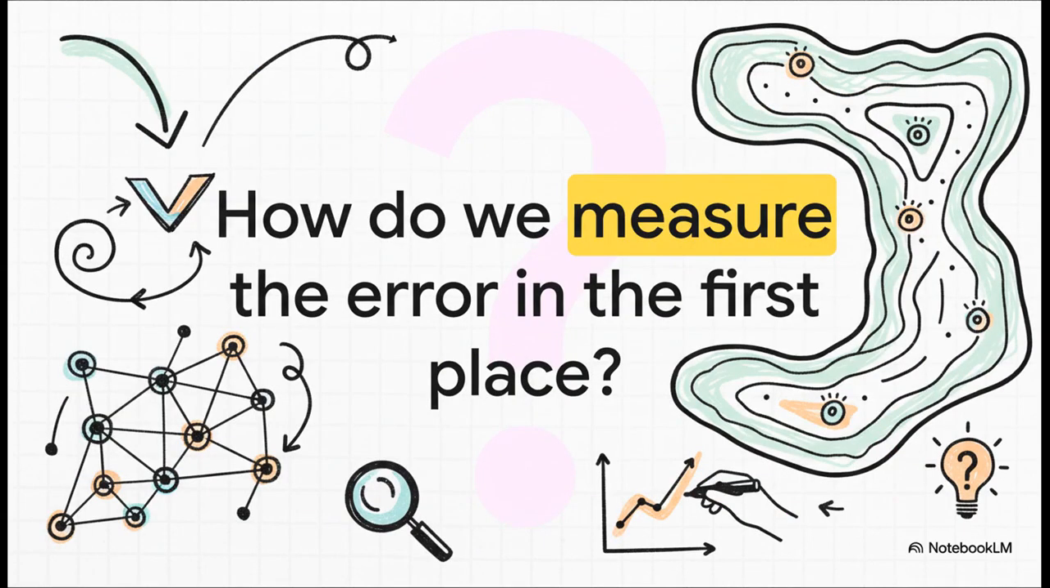So we've totally figured out how to navigate. We've got our compass, our GPS. We know how to find the lowest point in any landscape. But that leads to a brand new and maybe even bigger question. How do we even create this landscape of error? How do we define it and measure it in the first place?